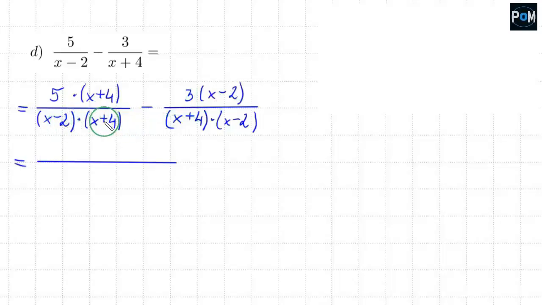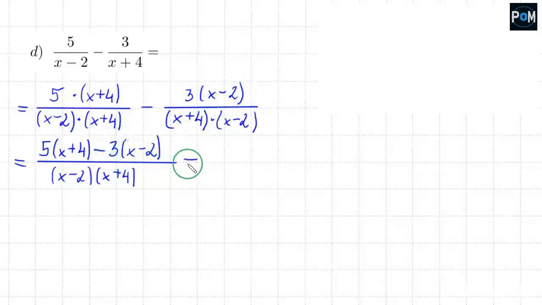There are two identical brackets in this fraction and in this fraction, so I can combine it into a single fraction. The common denominator will be these two brackets in any order. The order here does not matter, and at the top will be what was here at the top. For now, I will rewrite it without multiplying. I will rewrite this minus sign and rewrite what I had here above, also for now without multiplying. The key is not to get confused with these signs.